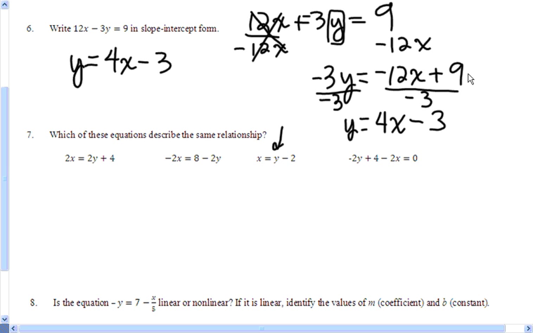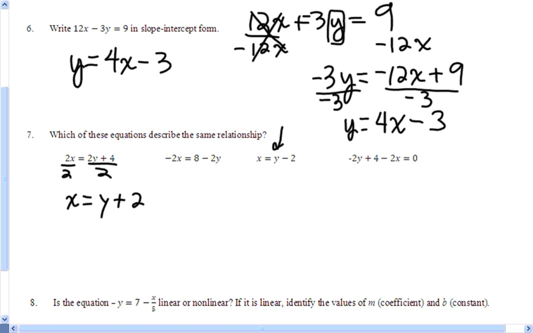What is the only reason why this doesn't say x equals something? Because there's a 2 in the way. Yeah, and that's 2 times x. So how do you get rid of the 2 but not get rid of the x? Divide by 2. Divide both sides by 2. And now we have 1x is equal to 2 divided by 2 is 1y. 4 divided by 2 is 2.